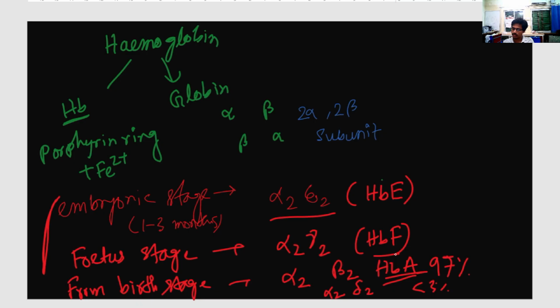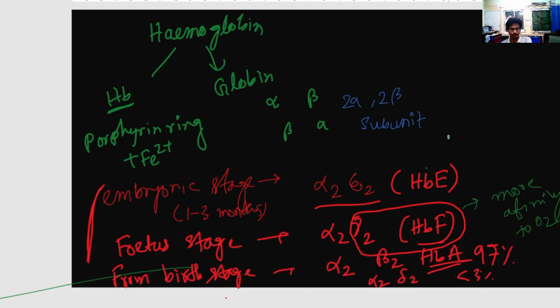This expression is controlled by the locus control region. The gamma 2 in the fetal stage has more affinity for oxygen. So now we can go through, okay, these are the sections. Now we'll go to how many oxygen molecules one hemoglobin can bind. You can write it down.